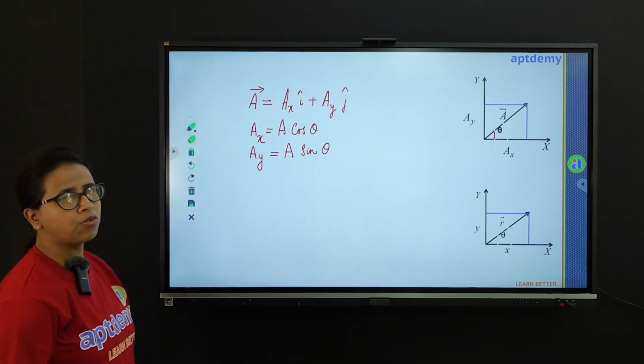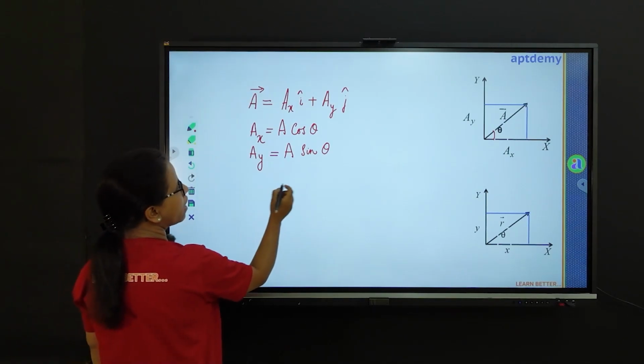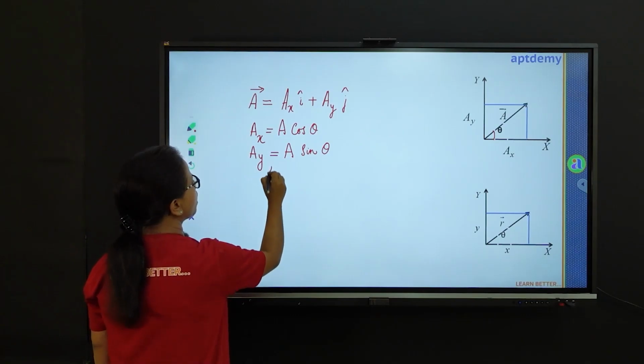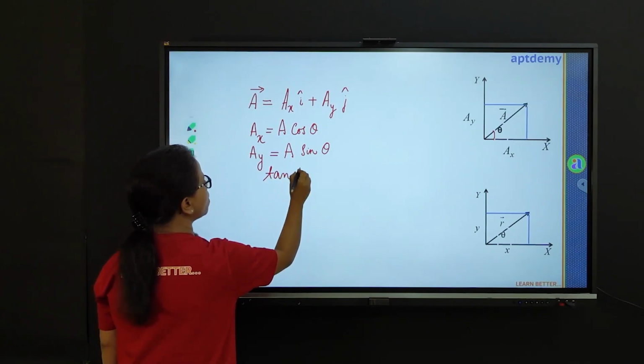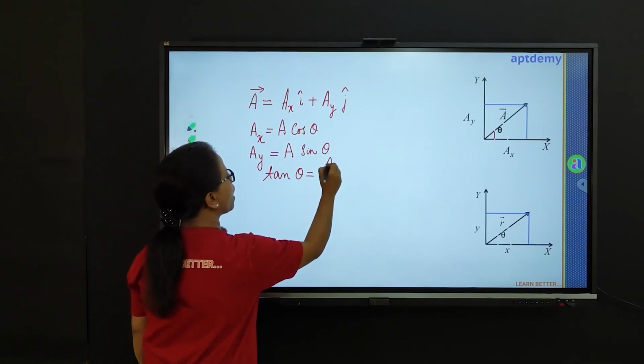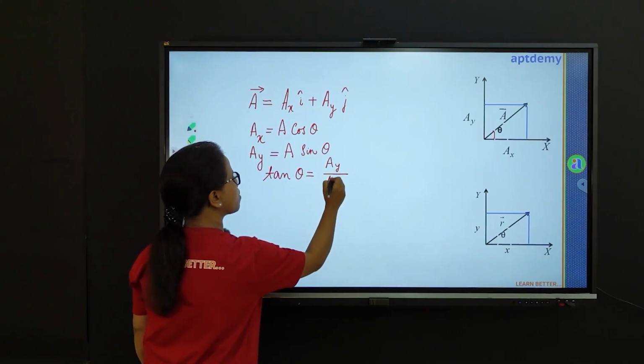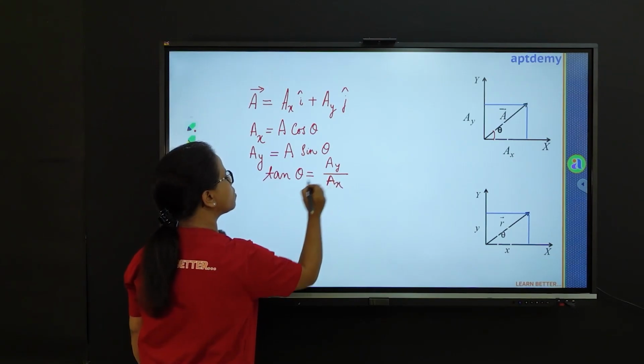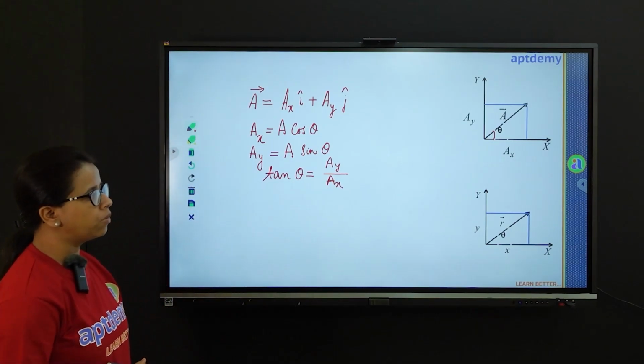Now the angle between the vectors. To find out the angle, we can find out tan theta. Tan theta is nothing but equal to AY by AX. So these formulas are also required while solving numericals.